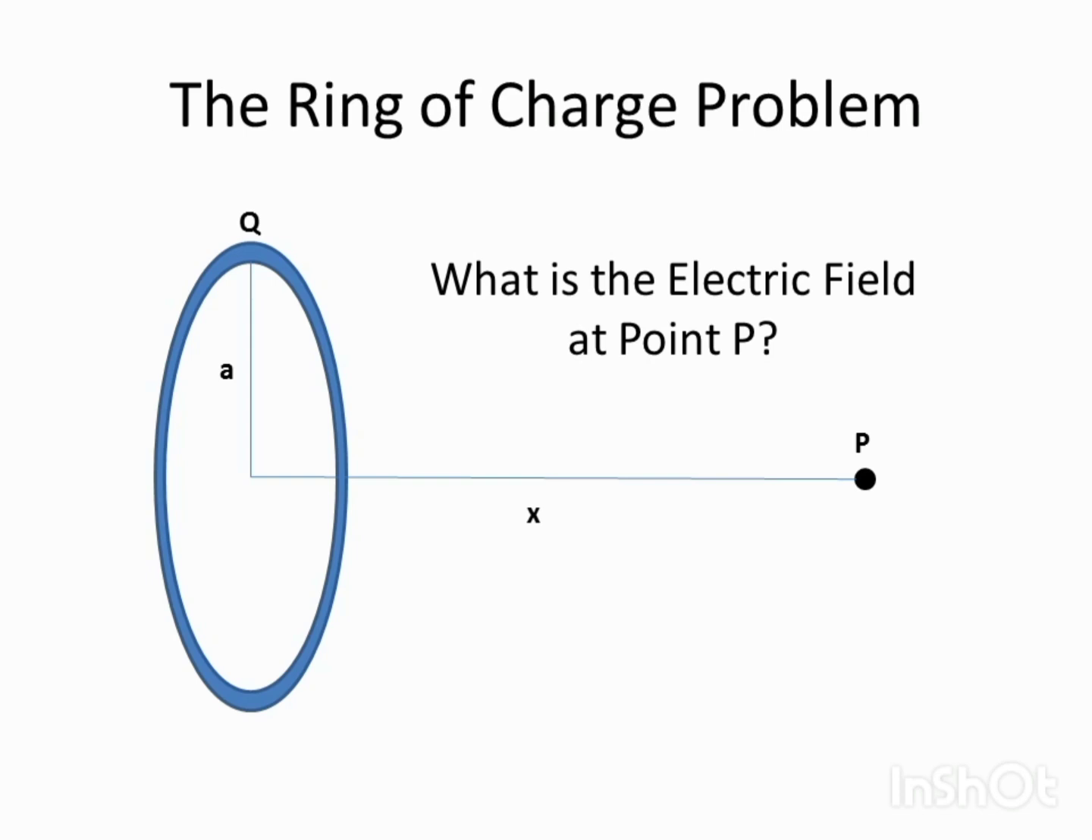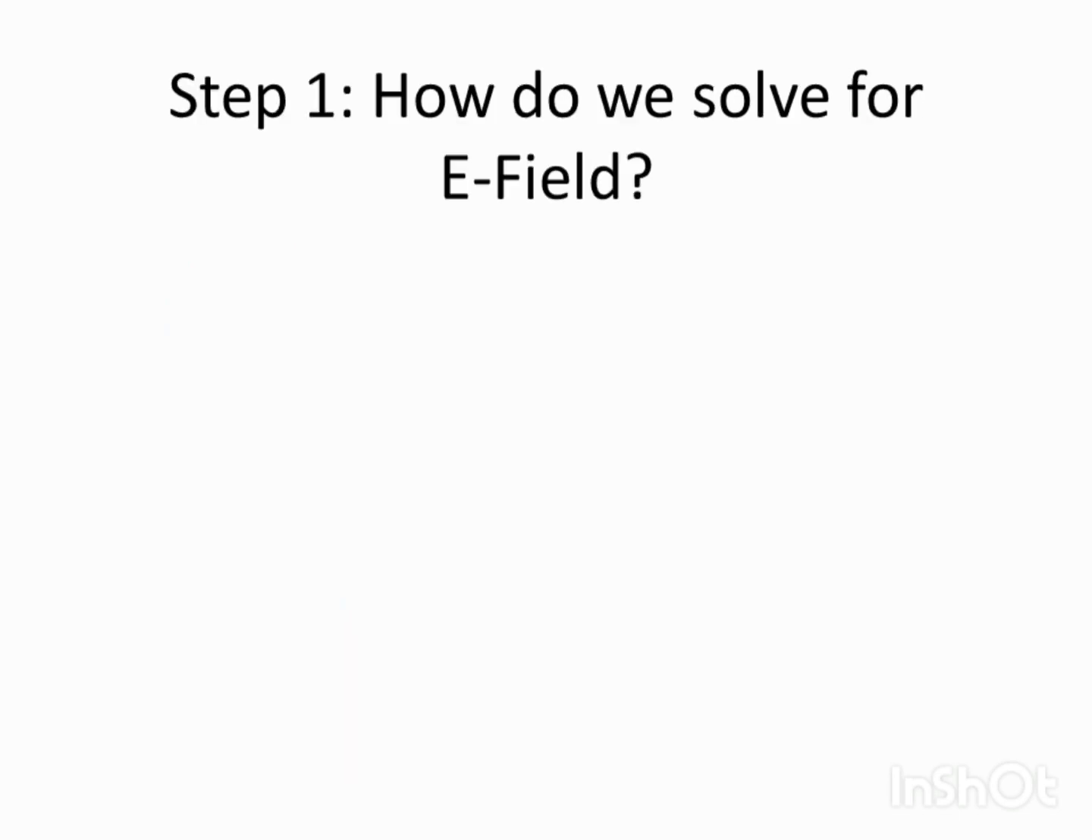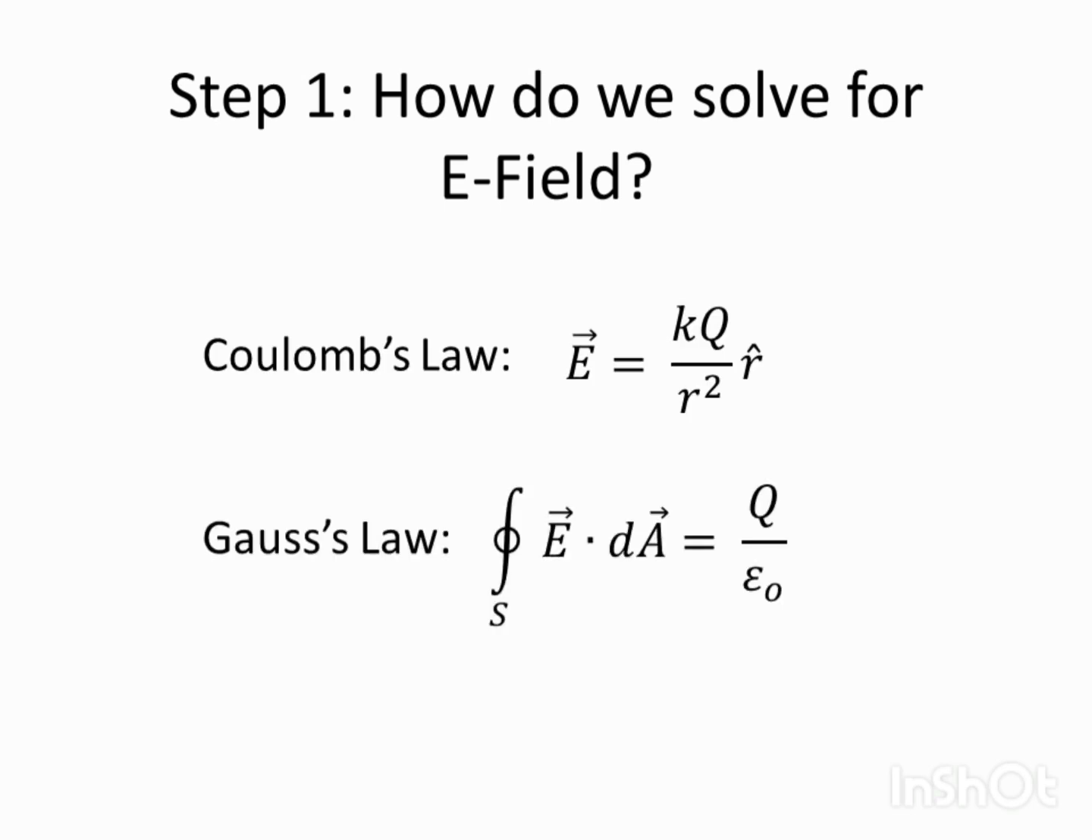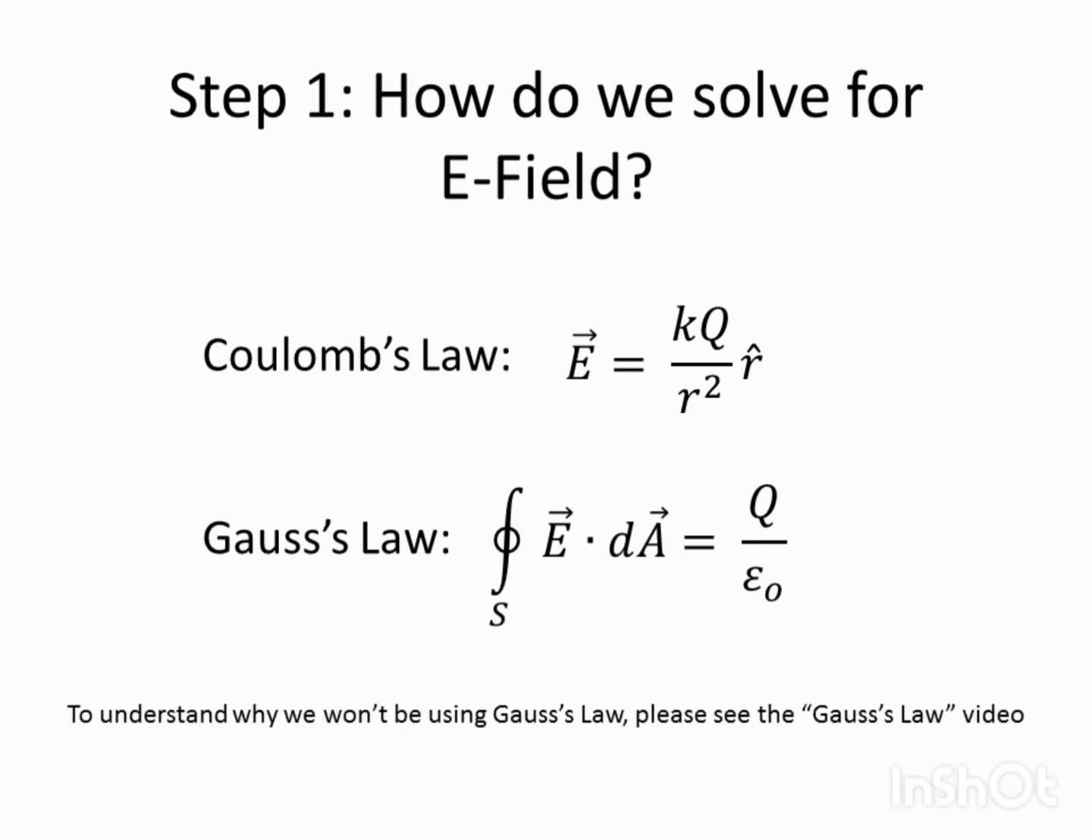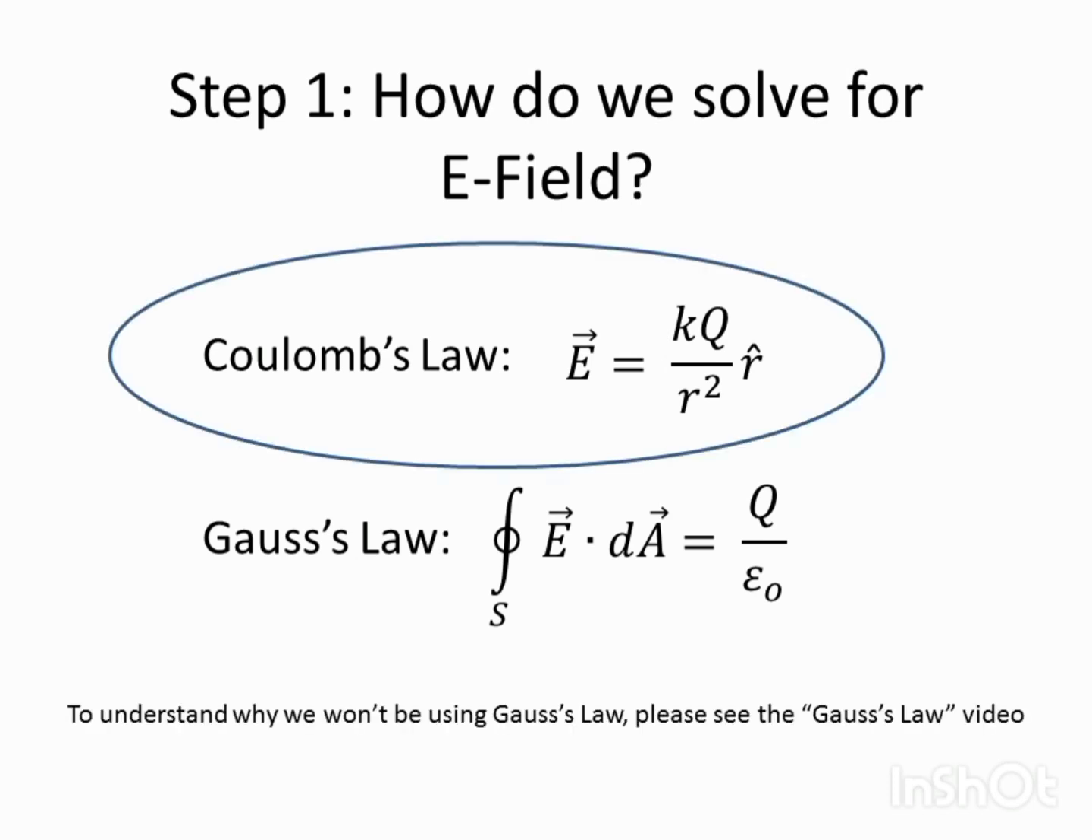This may seem like a daunting problem, so where do we start? First, let's think of what equation we might be able to use to solve this problem. We have two ways to solve the problem. First, we have Coulomb's law, and second, we have Gauss's law. Due to the symmetry of the problem, we don't have a nice Gaussian surface to use Gauss's law, so we will use Coulomb's law.